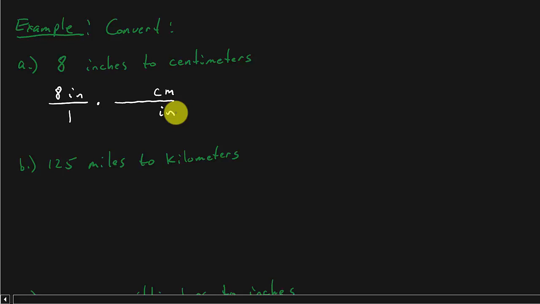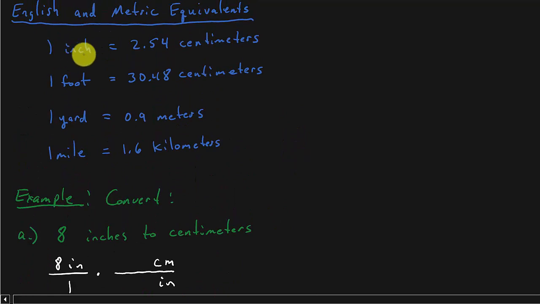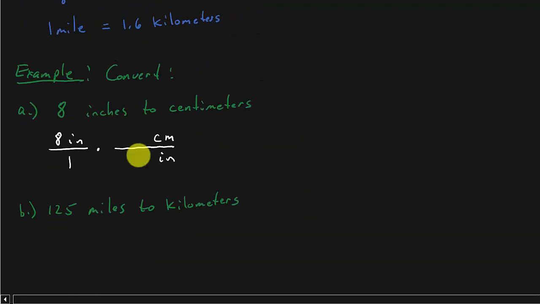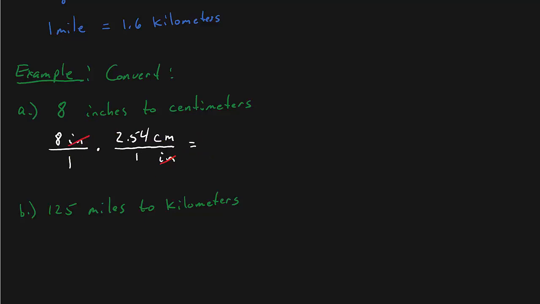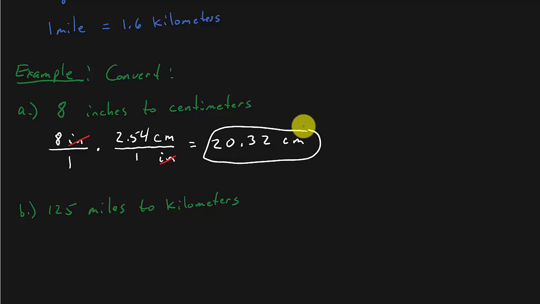So what do I know about centimeters and inches? Well, that's where you come back up here, and I know there's 1 inch in 2.54 centimeters. And then when I multiply this out, the inches cancel, and I'm left with about 20.32 centimeters. And there's your answer. All right, let's look at the next one.